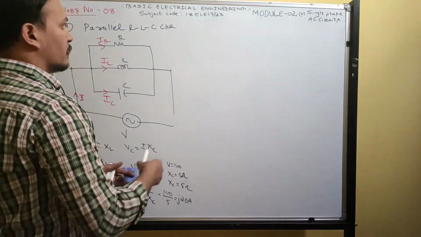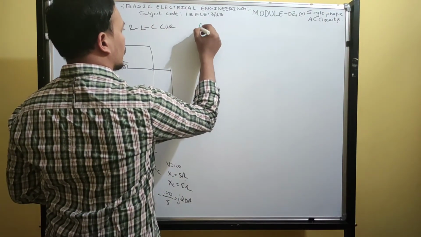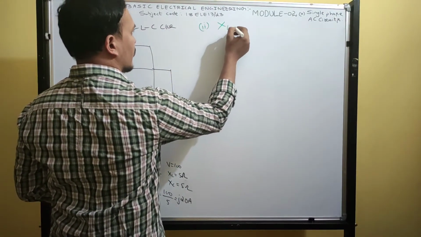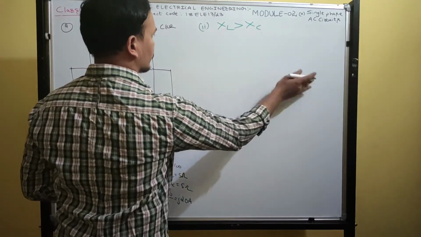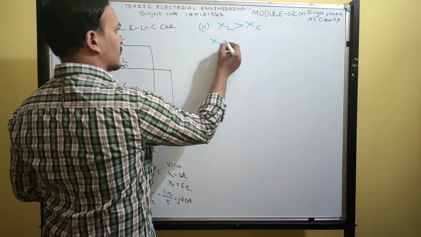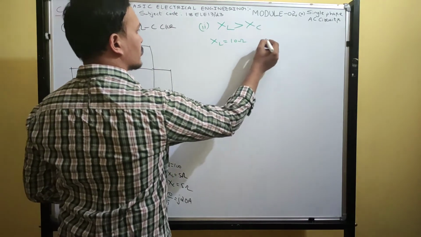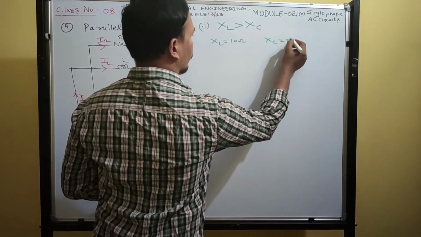Next, look at here. What is the another condition? Now, this is very important. Now, inductive reactance is more than capacitive reactance. So now I will take XL, I will take 10 ohms. XC, I will take 5 ohms.